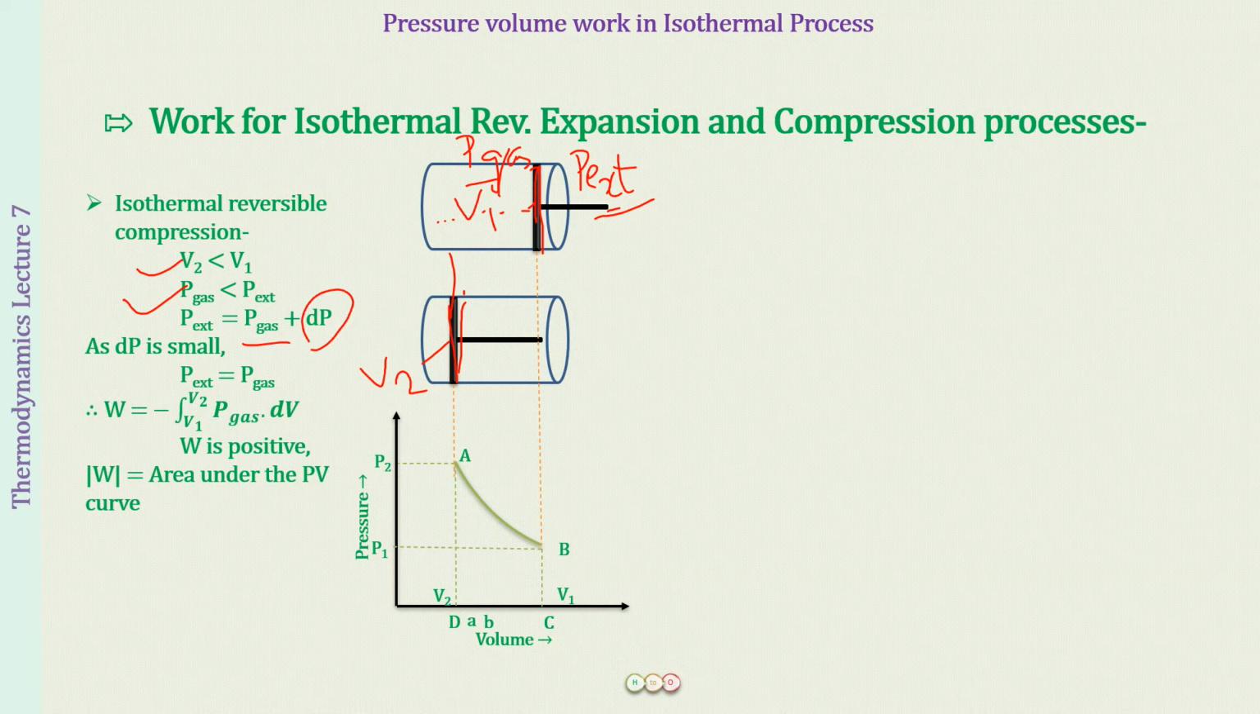And as this dP is very small, we can also say that P external is equal to the pressure of the gas, just almost equal. The difference is so small between them. So we can just say if we have some value of external pressure, well, that will be equal to the pressure of the gas also. All right, and the work we have calculated for a reversible process as the integral of P gas into dV, from V1 to V2, with a negative sign.